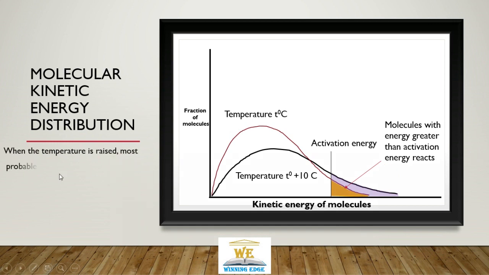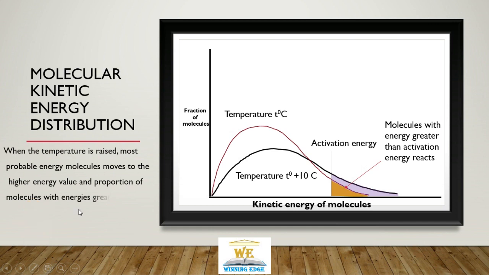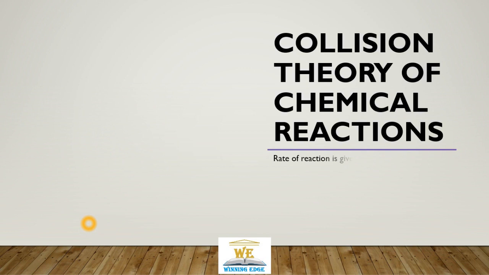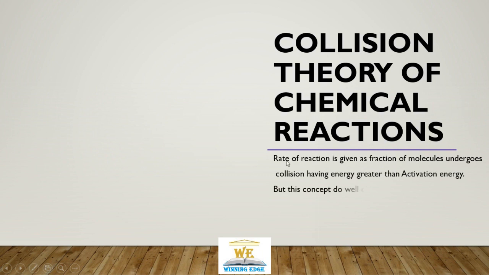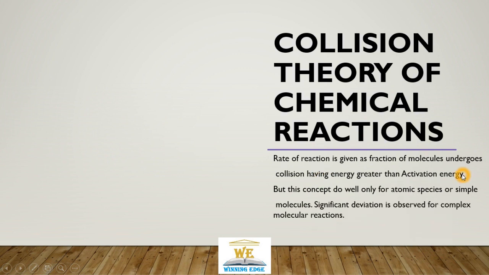When temperature is raised, the most probable energy of molecules moves to a higher energy value, and the proportion of molecules with energies greater than activation energy increases. But still, the collision theory needs to mature. Rate of reaction is given as the fraction of molecules undergoing collision having energy greater than activation energy. That's what we understood from the Boltzmann-Maxwell graph. But this concept is true only for atomic species or simple molecules.